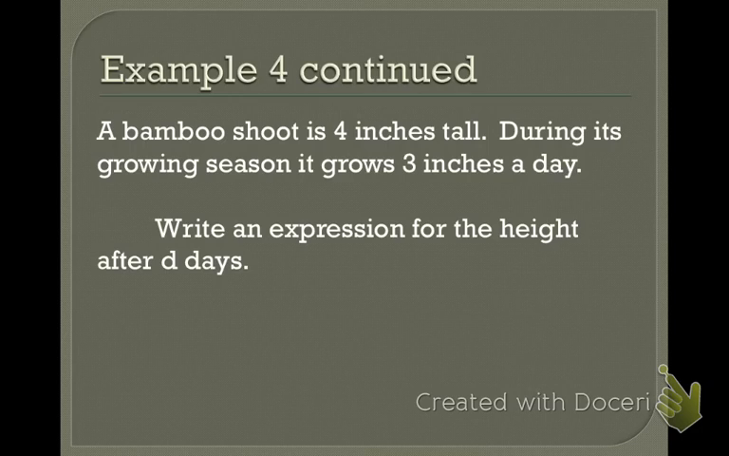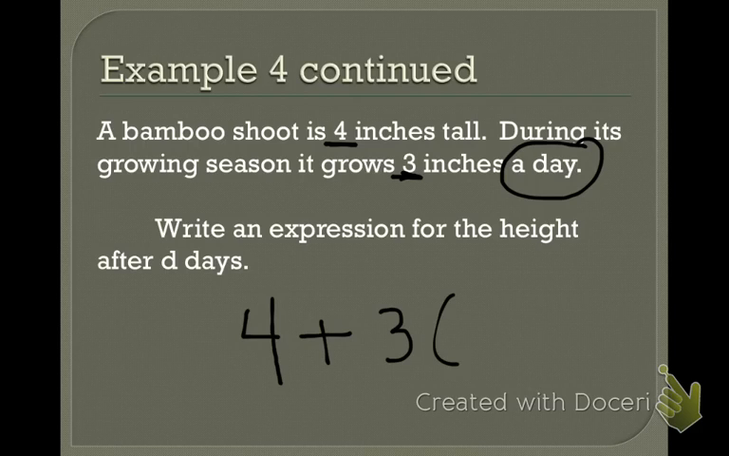So we've already kind of answered this question. This is back with question number 4 that we just did. A bamboo shoot is 4 inches tall, so that's what we're starting with. During its growing season, it grows 3 inches a day. So for every day, it's going to grow 3 more inches. It says write an expression, which we already did because I think that helps me to look at things. So I know I'm starting at 4 inches, and then it's going to grow 3 inches every day.